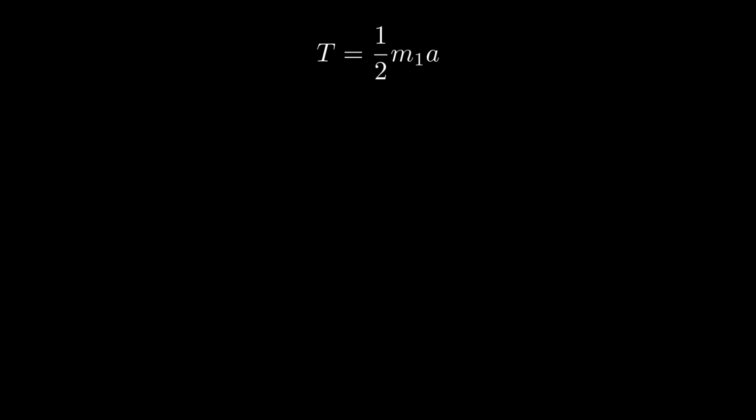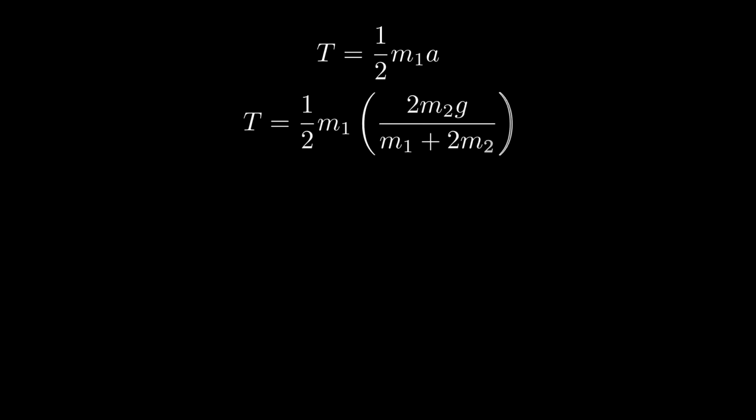We already found that tension equals 1/2 m1a, and this was found by simplifying our equation that I just showed you. So we can simply use this equation and substitute our expression for acceleration that we just found, and doing so gives us 1/2 m1 times 2m2g divided by m1 plus 2m2, and this simplifies to m1 m2g divided by m1 plus 2m2, and that's the tension force.